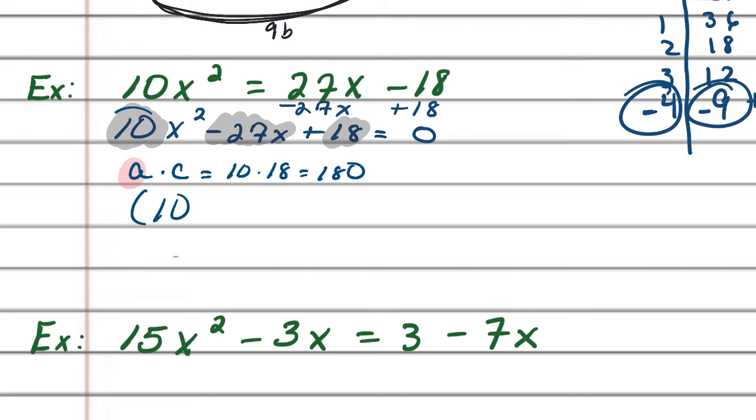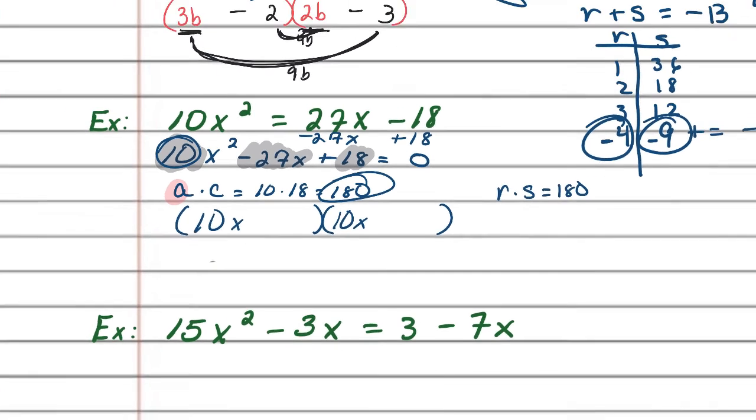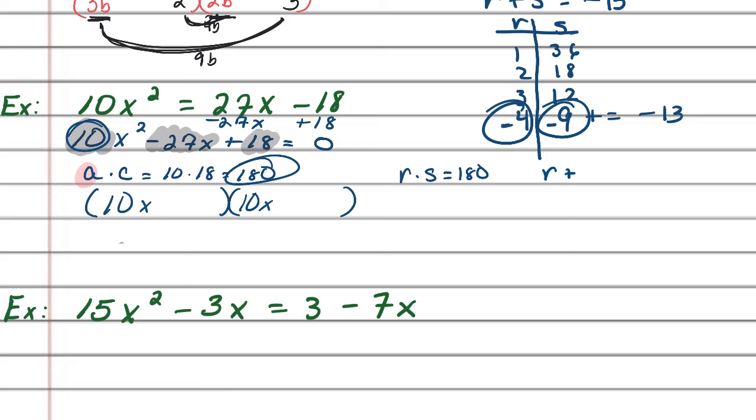So it's going to factor as 10x, again steal that a value, and 10x. And we just got to figure out what r and s are now. So r times s has to equal that 180. But at the same time, they got to add up to b, which is negative 27. Let's see here. Things that multiply to 180 with a difference of 27.